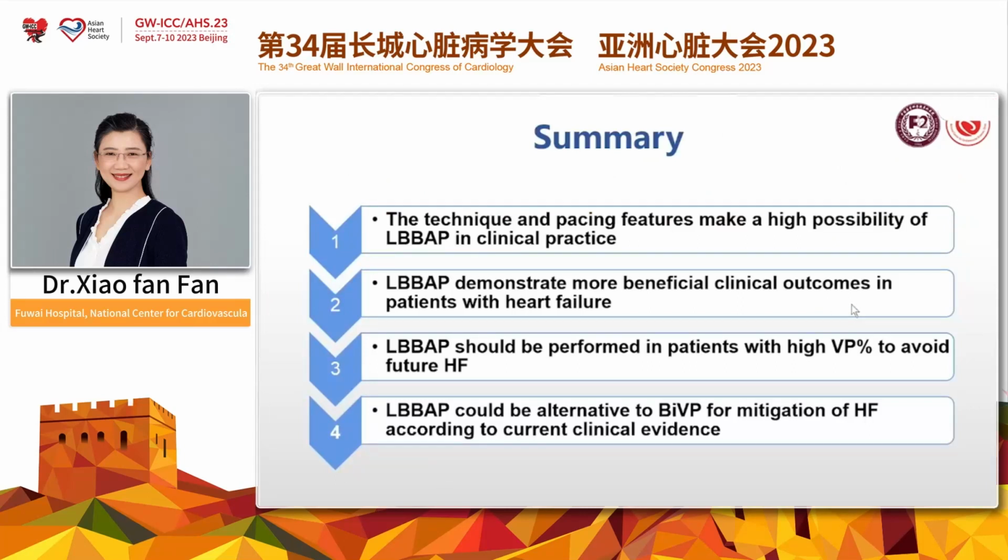So I'd like to summarize my topic. I think the technique and the pacing parameters make a high possibility of LBBAP in clinical practice. And the LBBAP has demonstrated beneficial clinical outcomes and the impact of LV synchrony in patients. So LBBAP should be performed in patients with high VP% to avoid future heart failure. And LBBAP could be an alternative to BIVP for mitigation of heart failure according to current clinical evidence.